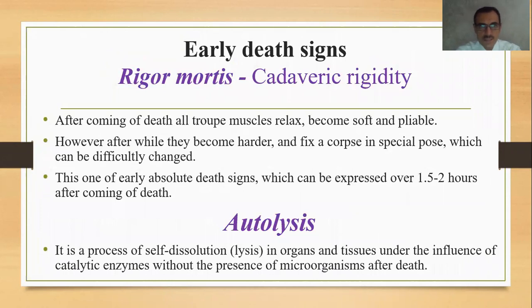The next early death sign is rigor mortis, or cadaveric rigidity. After the coming of death, all muscles relax, become soft and pliable. However, after a while they become harder and fix the corpse in a particular pose, which can be difficult to change. This is one of the early absolute death signs, which can be expressed 1.5 to 2 hours after the coming of death.